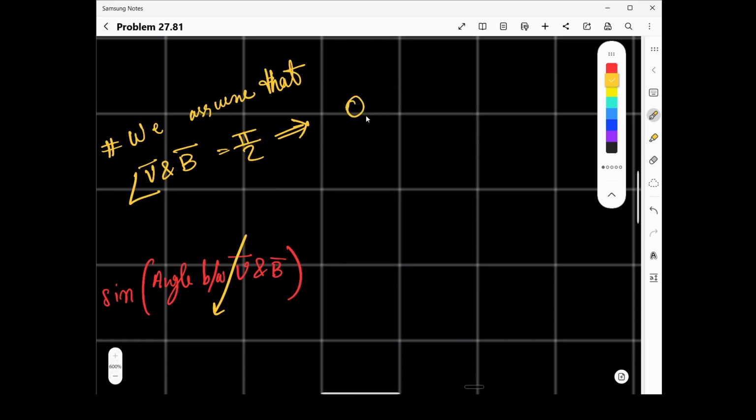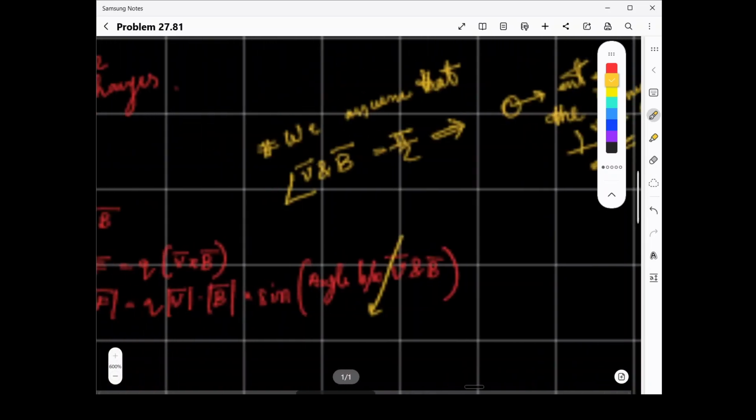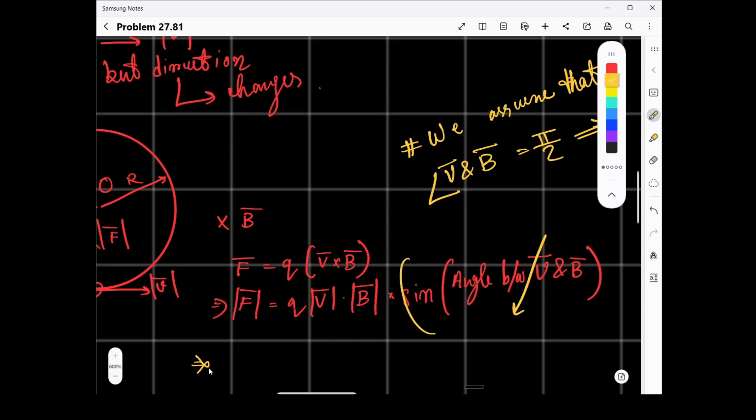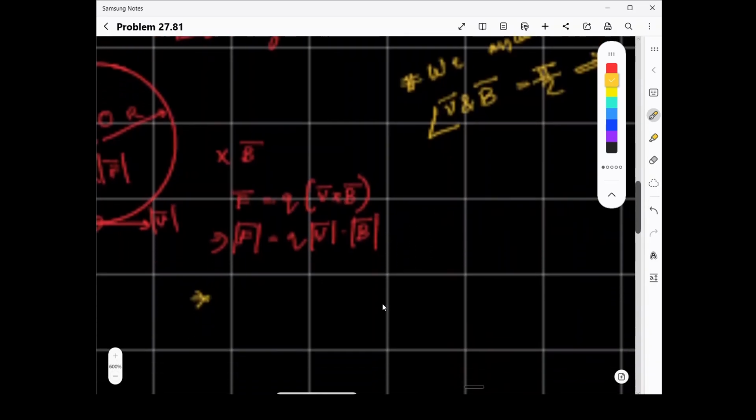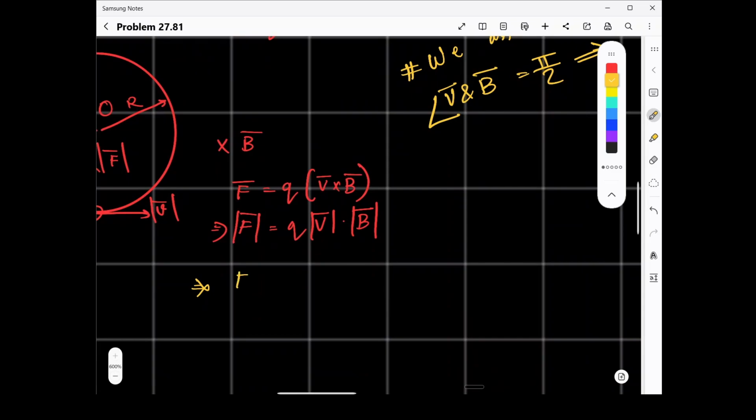We have assumed that the particle enters the magnetic field region perpendicularly. So here the sine would be equal to 1, as this angle is pi by 2, so we can safely drop this term. So the force is simply qvB. We can write it like this, qvB.